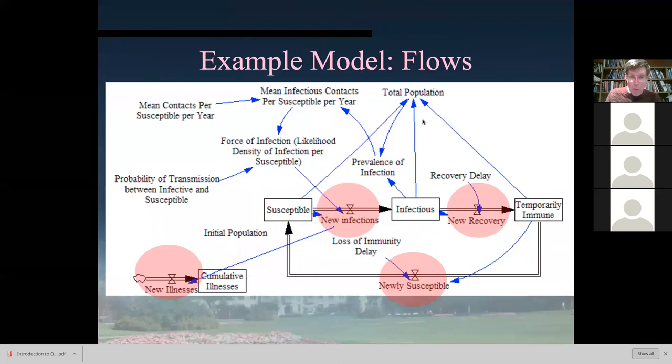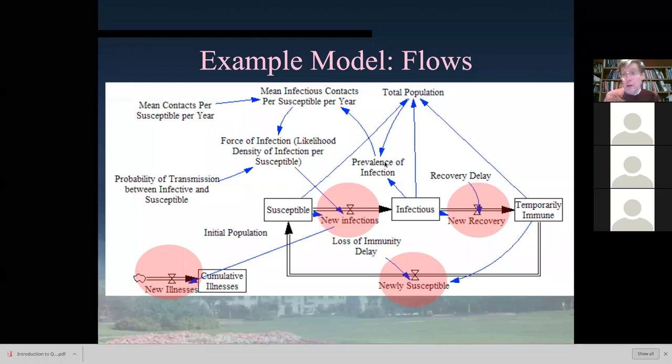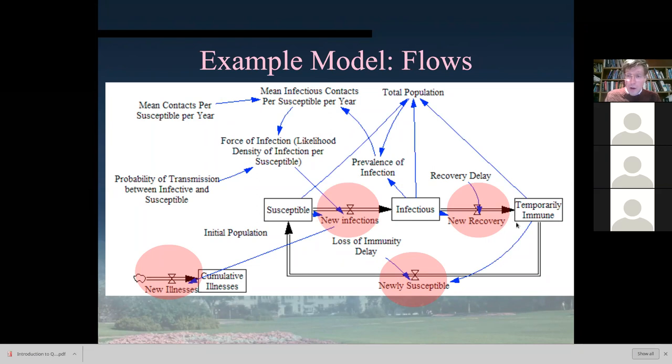So for example, we'll create constructs like the total population. Instead of every time we need to refer to the total population, we sum up susceptible, infectious, and temporarily immune, because those are the different divisions of the population. That's the number of susceptible, the number of infectious, the number of temporarily immune people. Instead of writing that expression every time, we have an intermediate quantity, sometimes called an auxiliary variable, called total population. That summarizes that. It's a convenience for writing down the formulas in nicer ways.